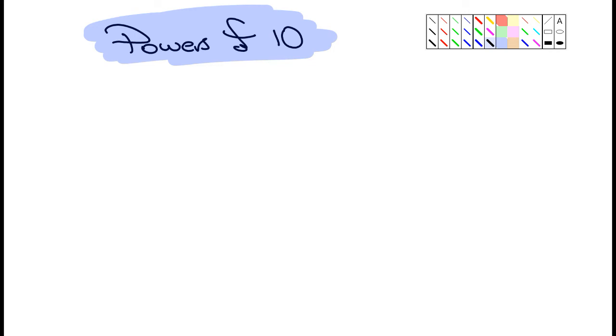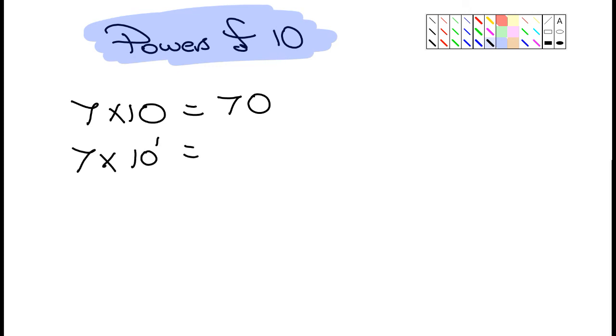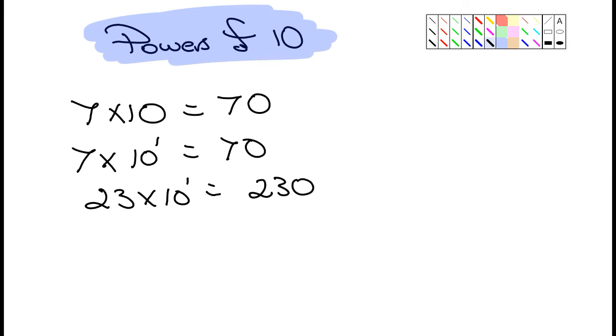So let's say we had a simple problem that was 7 times 10. You guys all know what that is, I hope. But what if you said 7 times 10 to the first power? It's the same thing. All you do is you add a 0. So if you multiply by 10 to the first power, you just add a 0. It's 70. Now, if it was 3 times 10 squared, or 10 to the second power, you add 2 zeros, and that's 300.